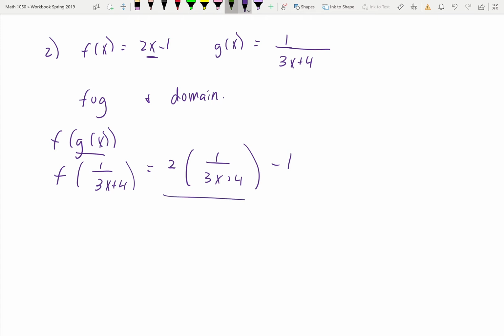Now, some of you don't know how to multiply those two things together. When you multiply fractions, the tops get multiplied together and the bottoms get multiplied together. This is not 2 over 2. So the 2 does not get multiplied by the top and the bottom. This is a 2 over 1, because that's what a 2 is, 2 over 1. So the 2 goes on the top. 2 times 1 is 2. The bottom is 1 times 3x plus 4, which is 3x plus 4, minus 1.